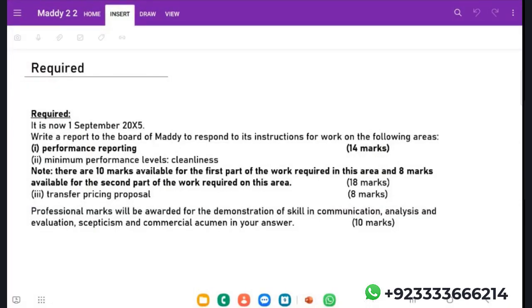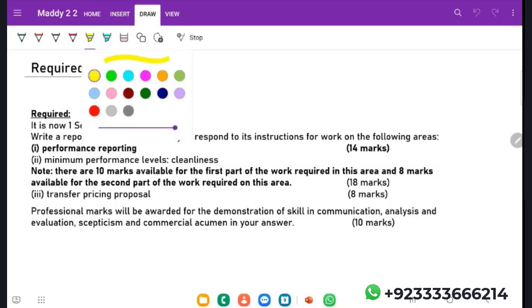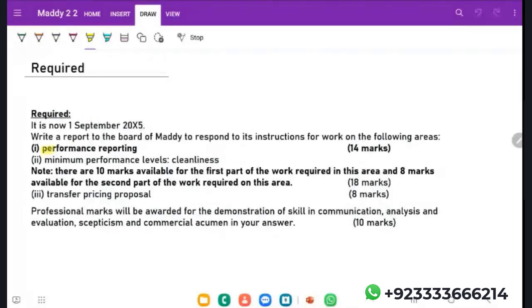The requirement is quite simple. The first requirement is of 14 marks, right? 14 marks are too much, and you are supposed to write a report to respond to the instruction for work on the following areas.